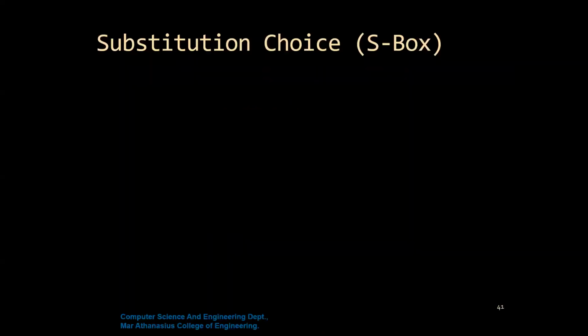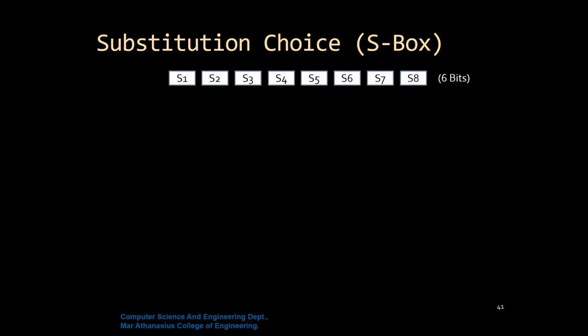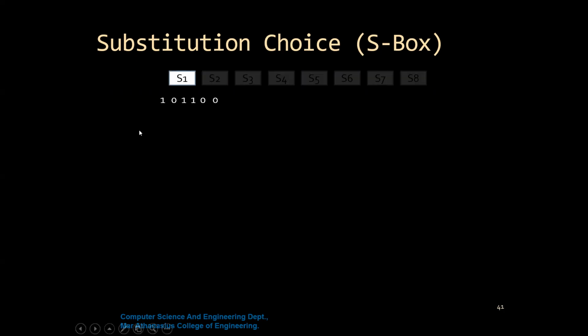Let's see with an example how the substitution works. Here we know that for the substitution, we have a 48-bit input to the substitution choice box, the S-box. Once it gets the 48 bits, it divides it into 8 blocks. So we have a 48-bit block that is given to the S-box. It is divided into 8 blocks of 6 bits each. Now let's see what happens to one of the blocks. Let's say we take the first block, S1.